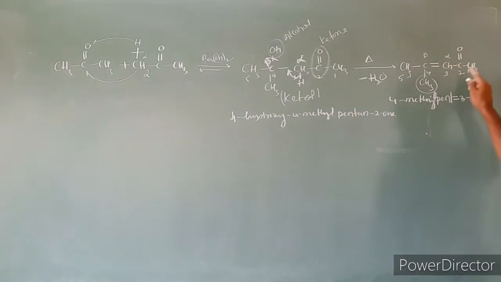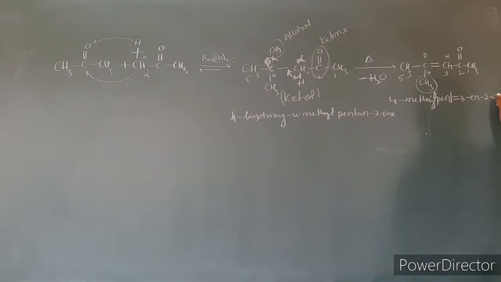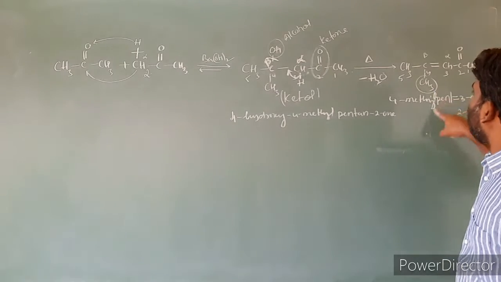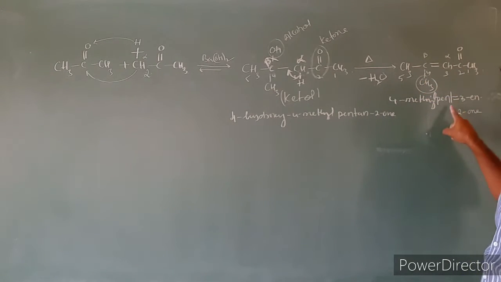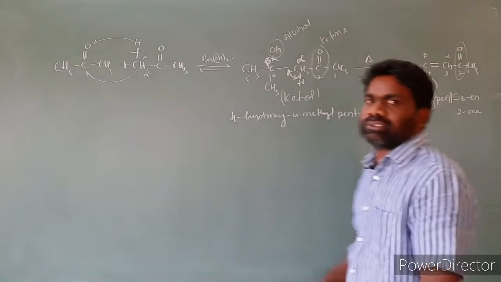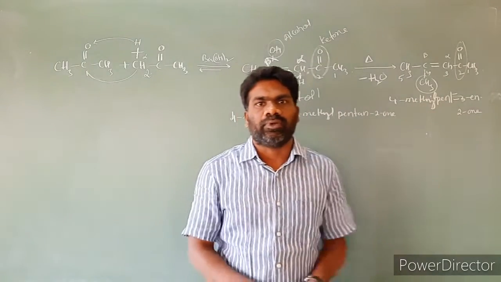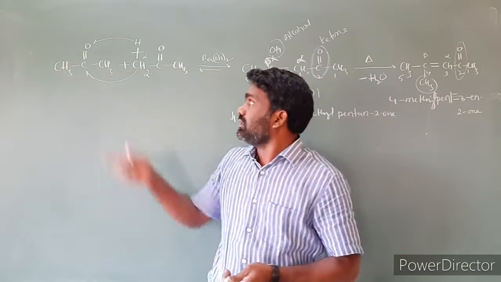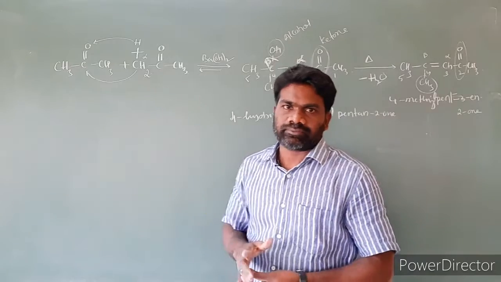And where is the one group present? At the second position, 2-one. I am rewriting this: 4-methylpent, there are 1, 2, 3, 4, 5 carbons. After pent, the third position has the double bond, 3-en, and at the second position the carbonyl functional group, 2-one. So this is the IUPAC name of that compound: 4-methylpent-3-en-2-one. We have to follow this method. Any two aldehydes or any two ketones, you can take, and the products we always write in a similar way.